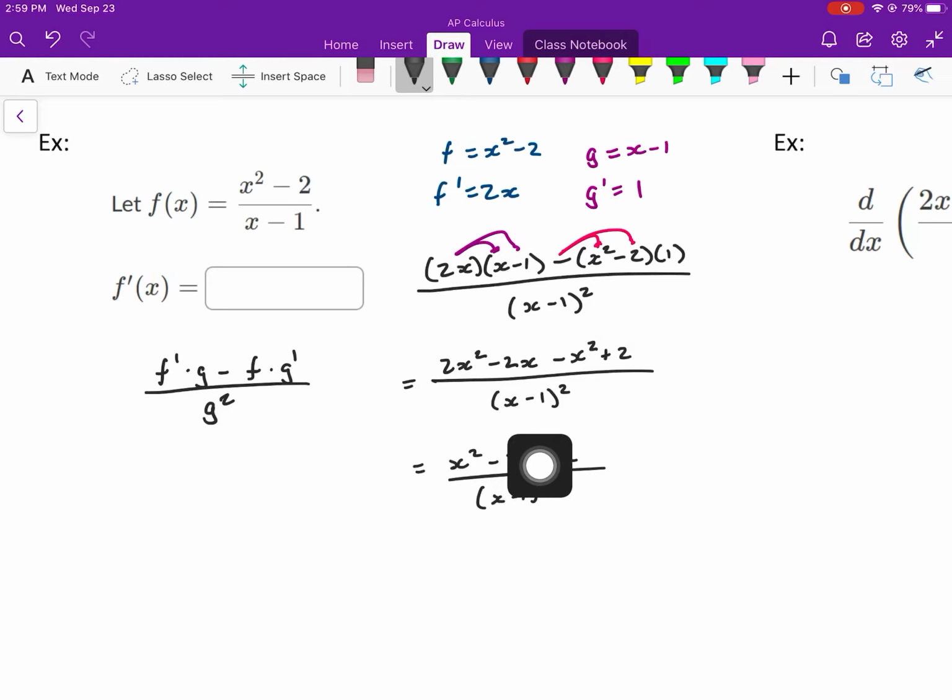And sometimes you could factor the top and cancel and all that. Not usually though. If it does, then do it. You know, more for the multiple choice. If you can't find your answer to the multiple choice, you might have to do something like that.